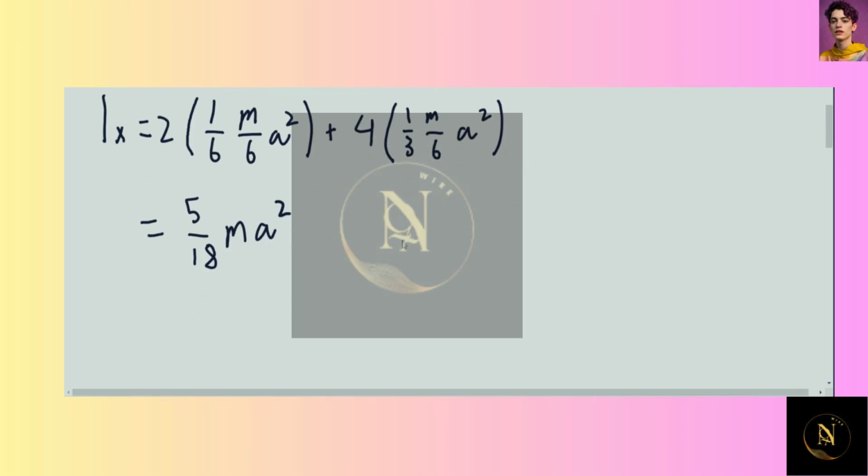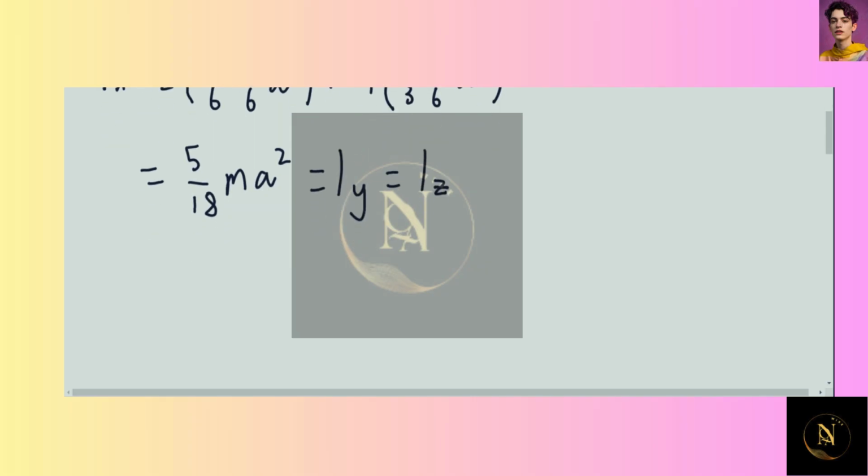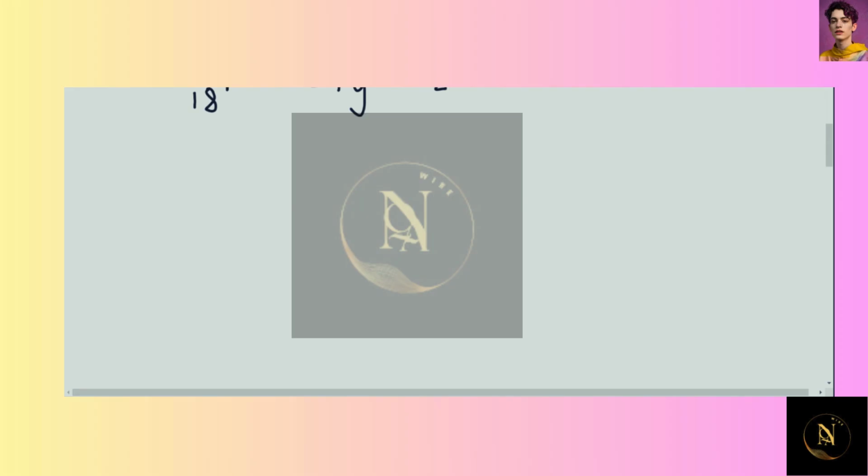And since the cube is a symmetrical figure, we can say that the moment of inertia about the x-axis is also equal to the moment of inertia about the y-axis and also the z-axis. So this is equal to I of y, which is also equal to I of z. So next we're going to calculate what the moment of inertia is about the vertical axis.